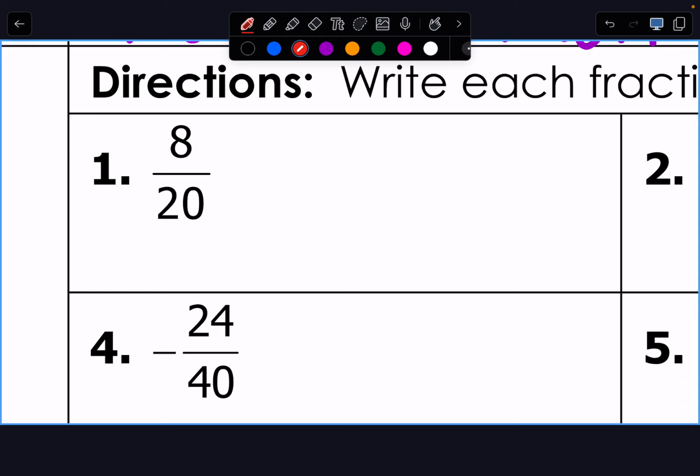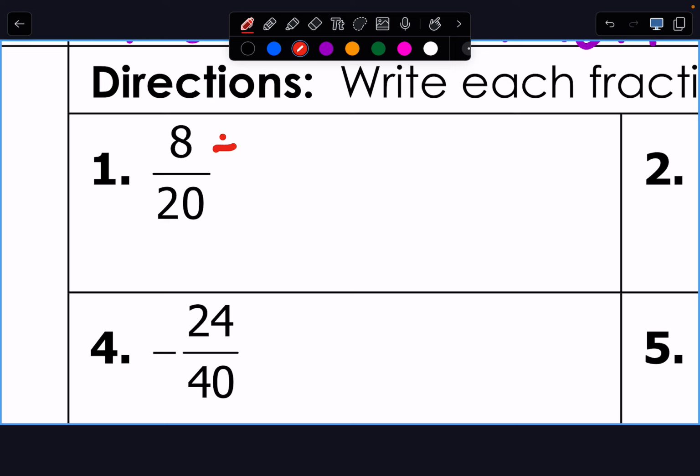Okay, so let's look at number 1, 8 over 20. Is that fraction simple? It is not, because 8 and 20 both have a common factor. Josie, what's our common factor? 4. Okay, was anybody else thinking a different one? What were you thinking? 2. Okay, you were thinking 2. Okay, so let's do this. Ellie started with 2, and Josie starts with 4. You do 4. We're going to do 2.